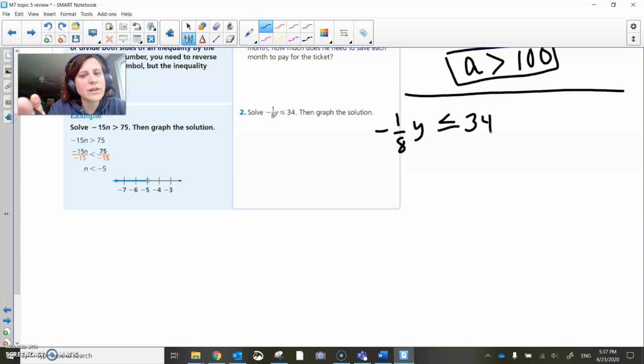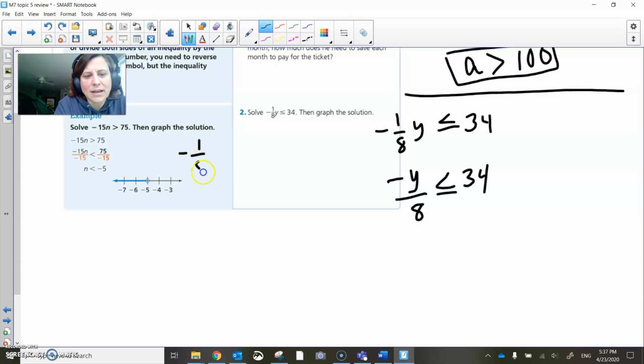Here's the thing. They're throwing in two things that are confusing. One of the things they're throwing in that's confusing is the fraction. So what would you think if I decided to change this? Instead of negative 1/8 y, what if I called it negative y over 8? Is that too weird? My thought was negative 1/8 times y. If you change y into a fraction, it would be y over 1. A negative times a positive is a negative. 1 times y is y. 8 times 1 is 8. Is that okay? It just kind of makes things easier for me to understand.